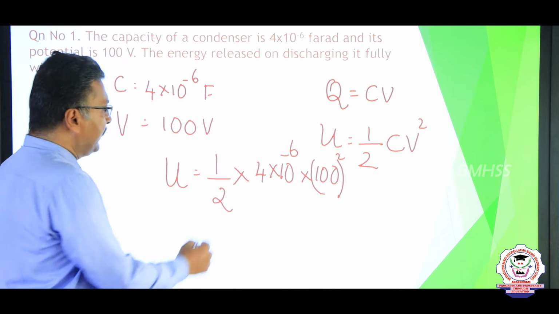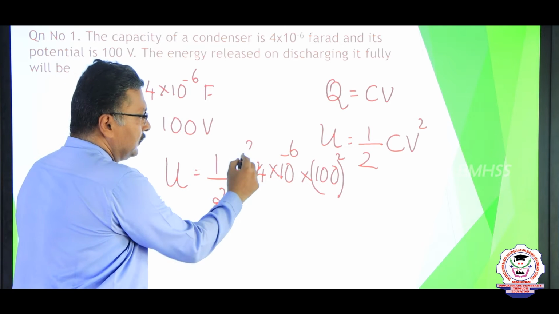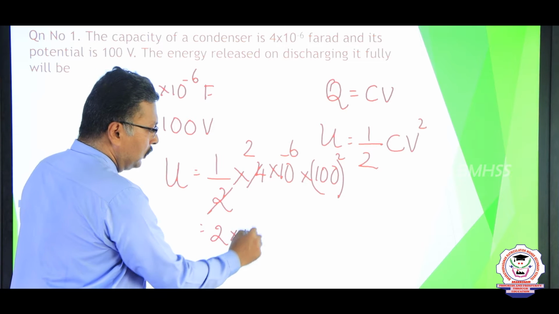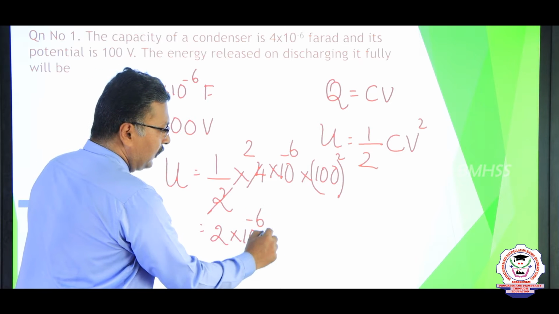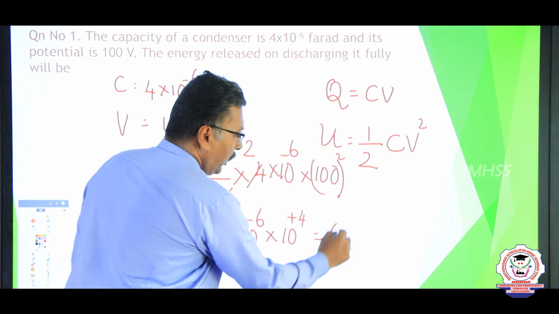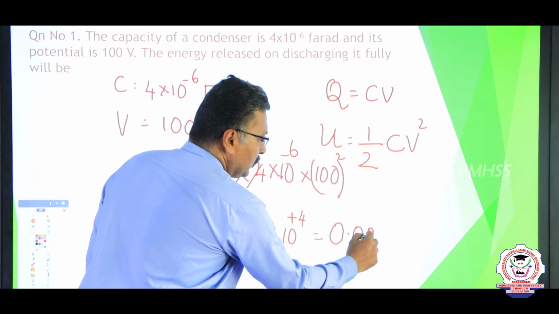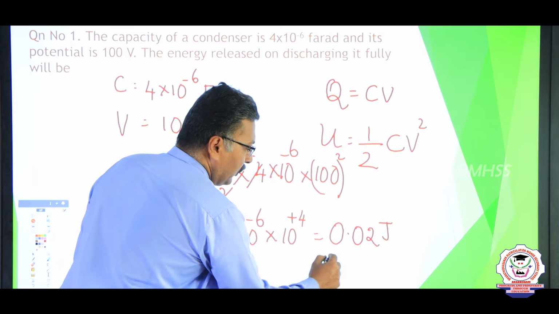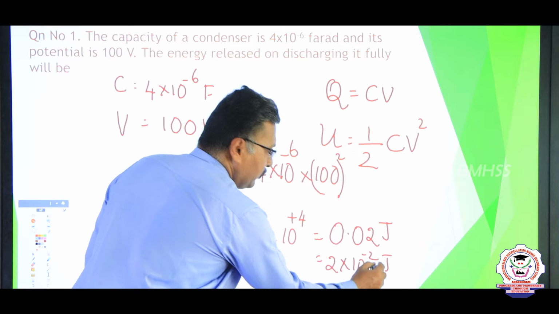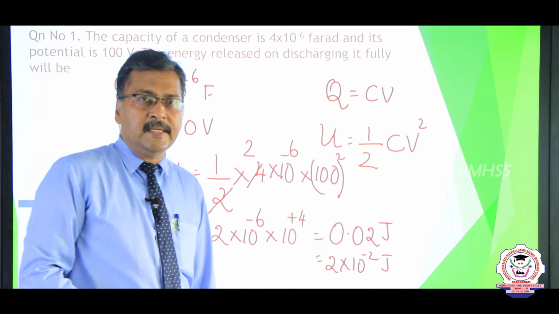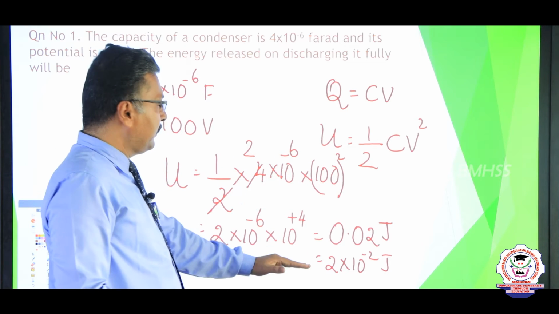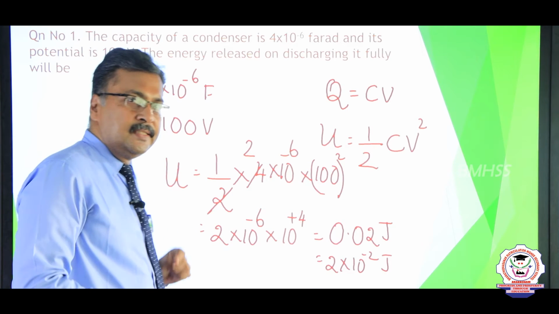If you simplify this, the 2 cancels, giving 2 into 10 to the power minus 4 minus 6 into 10 to the power plus 4. That gives 0.02 joules, or 2 into 10 to the power minus 2 joules. This problem should not take more than 10 to 15 seconds in your NEET exam. You write the given, you write the formula, you substitute, you get the answer. Shall we see the next problem?